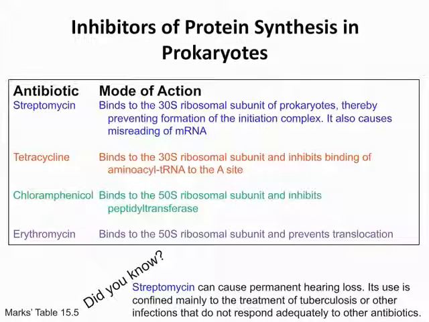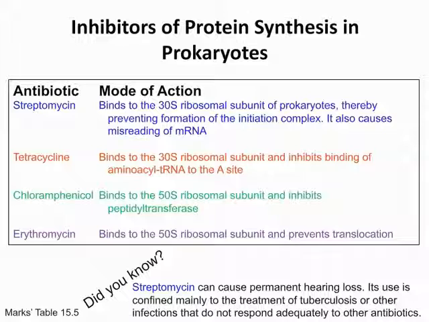So this is your last learning objective, knowing the different antibiotics and where they act. We have 4 antibiotics, and let's see their effect on prokaryotes. Streptomycin binds to the 30S ribosomal subunit. It's going to prevent formation of the initiation complex, and it's also going to cause misreading of mRNA. Tetracycline also binds to the 30S subunit, but inhibits binding of the aminoacyl-tRNA to the A site. Chloramphenicol binds to the 50S ribosomal subunit and inhibits the peptidyltransferase. And erythromycin binds to the 50S ribosomal subunit and prevents translocation.